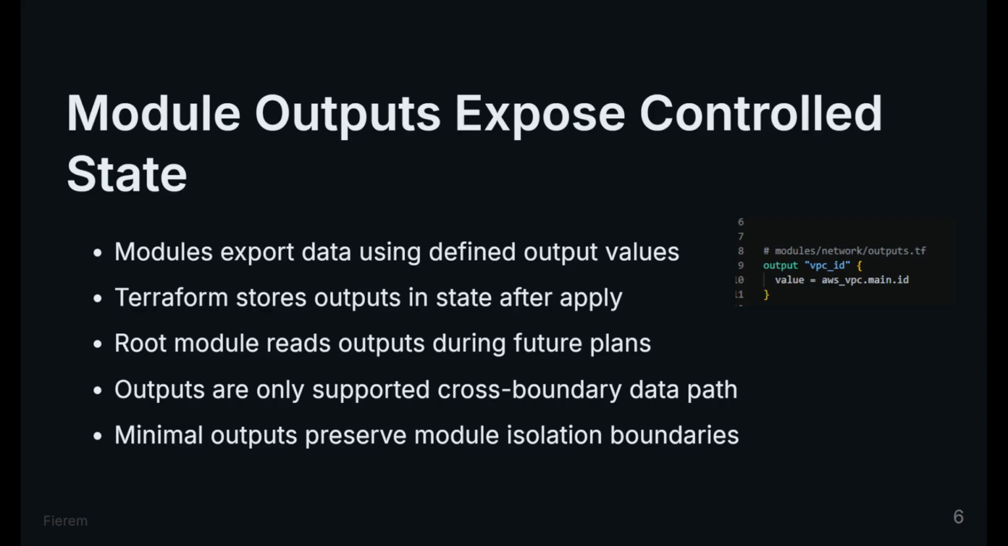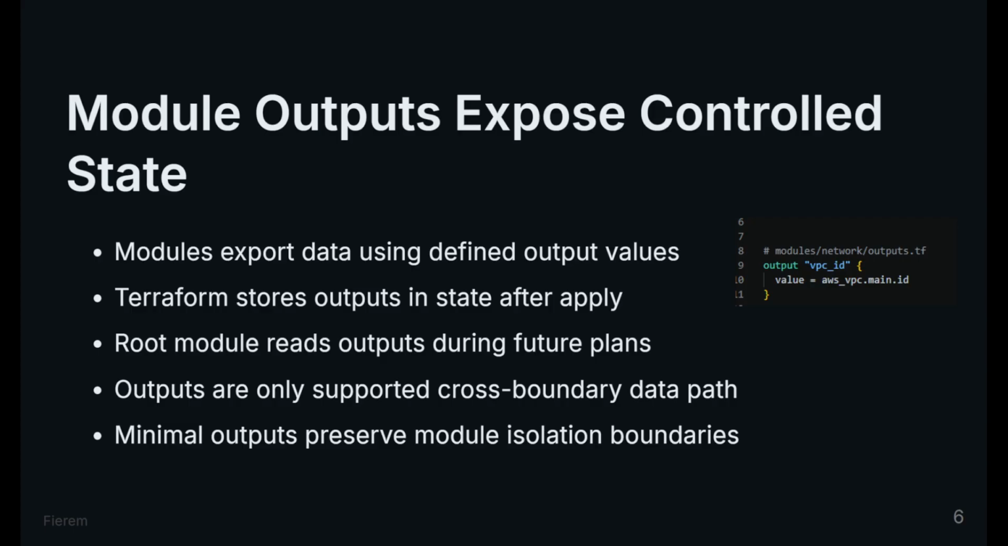Modules export information using output values. Terraform records output values in state after resource creation. The root module reads those values from state during future plan operations. Outputs form the only supported path for data to cross a module boundary. Internal resources remain hidden unless explicitly exported.